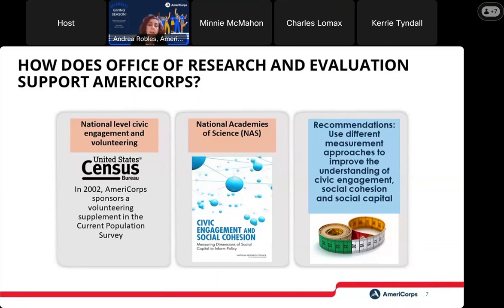So after about a decade of collecting national level data, we turned to a group of experts so that they could help us make recommendations, help us think about how we could expand our data collection efforts and increase our knowledge of civil society more broadly. A major recommendation was to complement the national level survey, the CEV, with different measurement approaches and conduct research at the subnational and local levels.